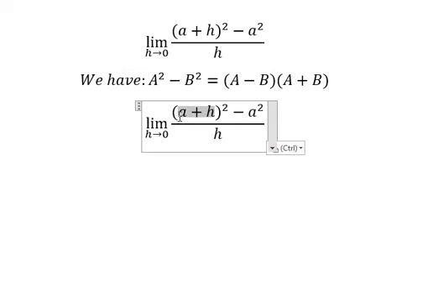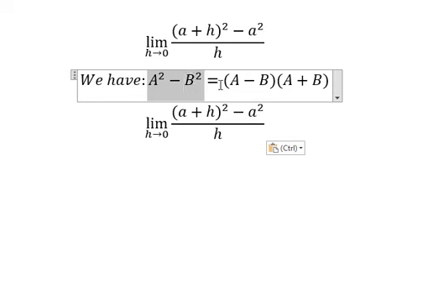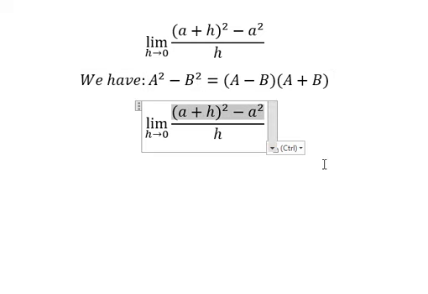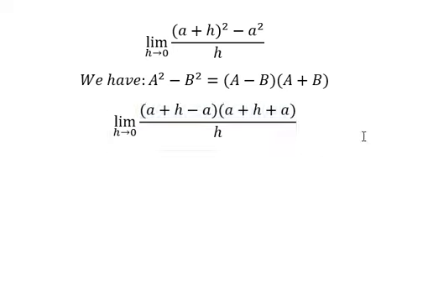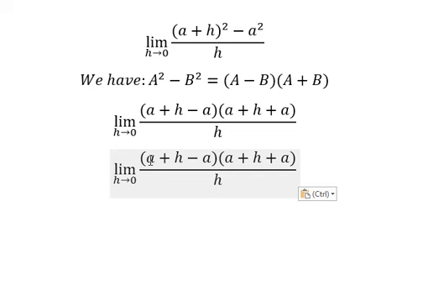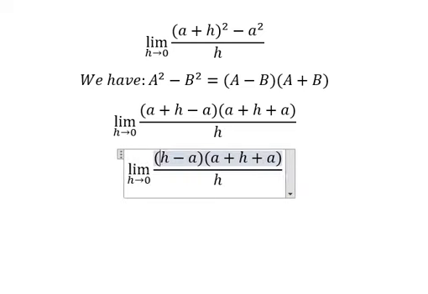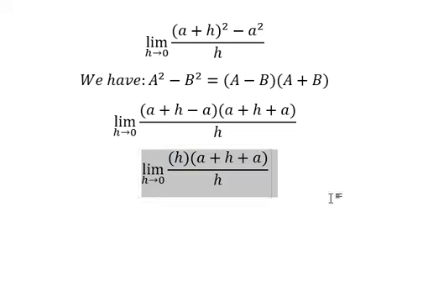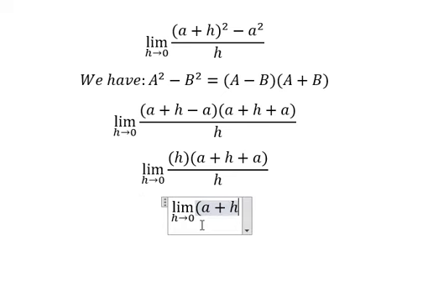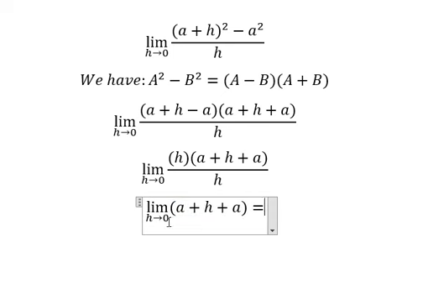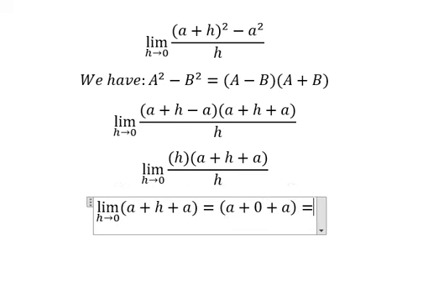So this is about capital A. This one that is about capital B. Now we need to transform this one into this one. And we have like this. So a minus a we simplified. Now we simplify h and h. So we put number 0 in here. And we have 2a.